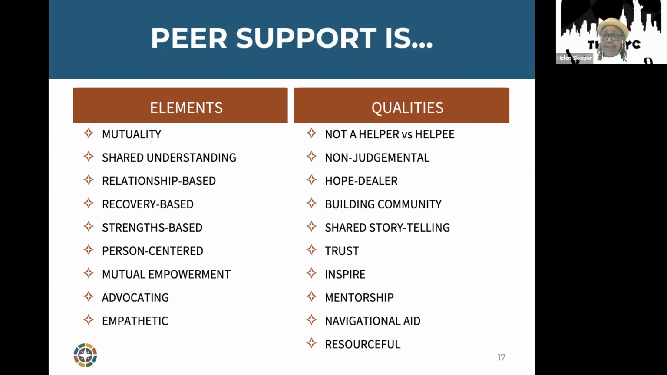And the qualities that come with peer support: this is not a helper versus helpee. I am not here and you are not here. We are on the same level and we're doing this together. We are pushing and pulling together, non-judgmental, because we do share same or similar, but not everybody's story is the same. So even if it's not the same, I'm still not judging you, nor are you judging me. We're not judging each other. But one thing up here is we are hope dealers.